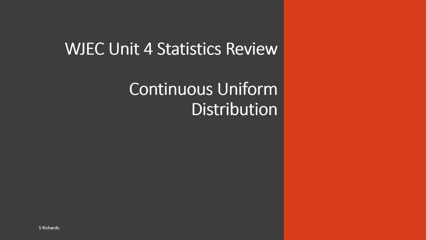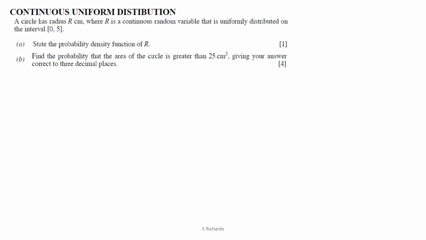We're going to look at a question which is appropriate for the WJEC Unit 4 Statistics module on the uniform distribution. The continuous uniform distribution. This question has a circle with a radius r, where r is a continuous random variable. This is uniformly distributed on the interval 0 to 5. So let's remind ourselves what this means.